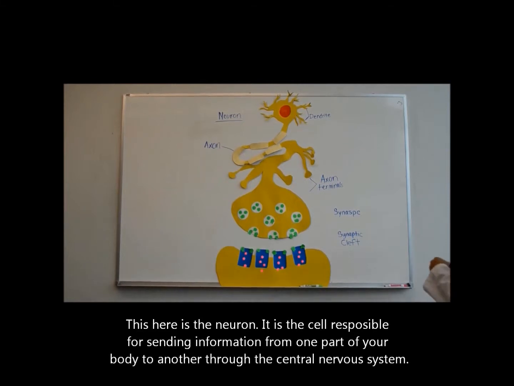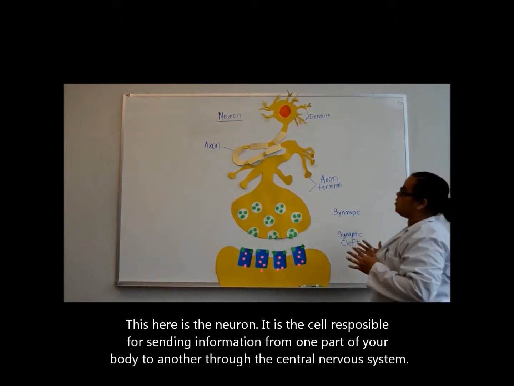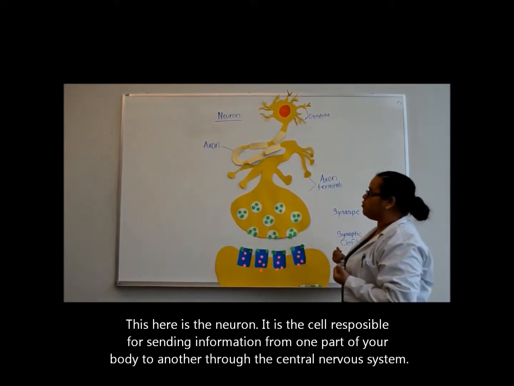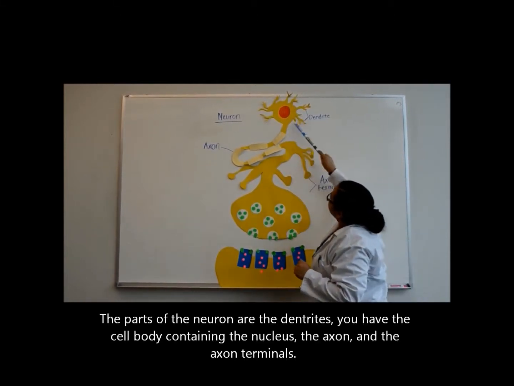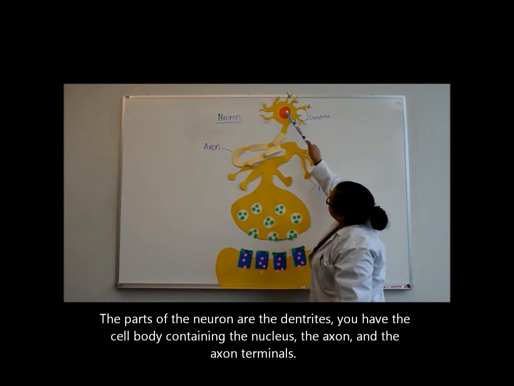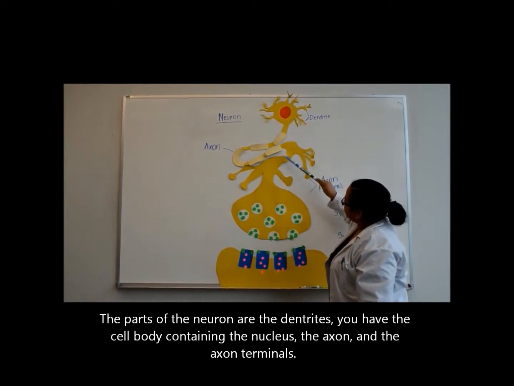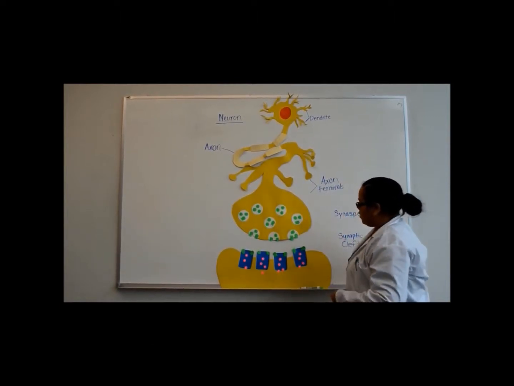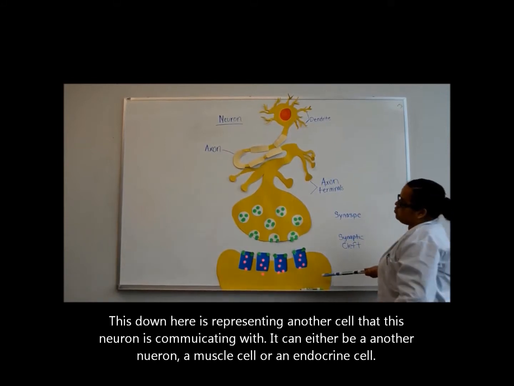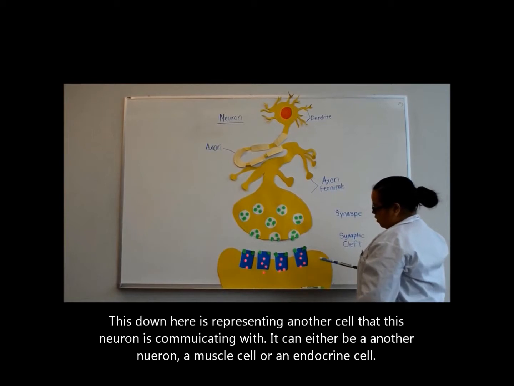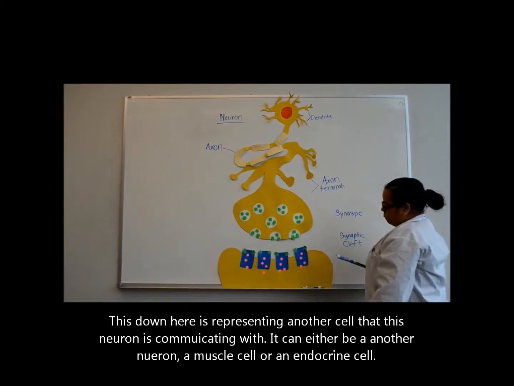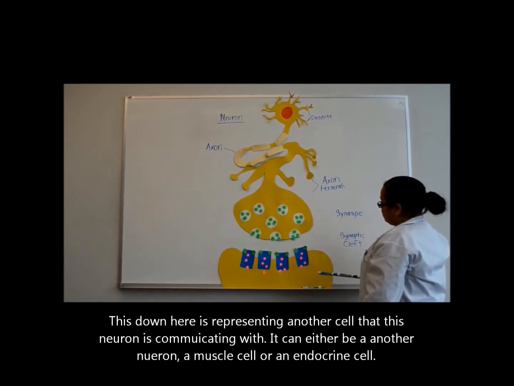This here is the neuron. It is a cell responsible for sending information from one part of your body to another through the central nervous system. The parts of the neuron are the dendrites. You have the cell body containing the nucleus, the axon, and the axon terminals. This down here is representing another cell that this neuron is communicating with. It can either be a neuron, another neuron, a muscle cell, or an endocrine cell.